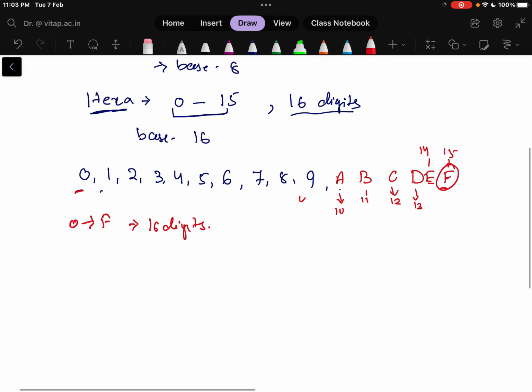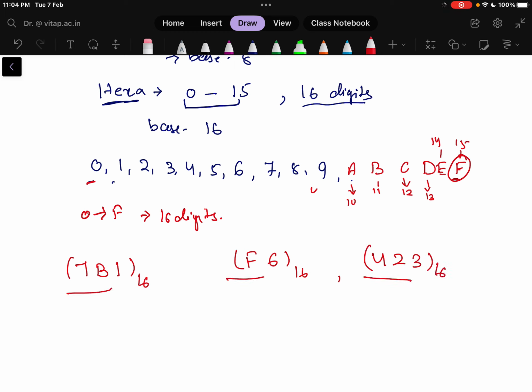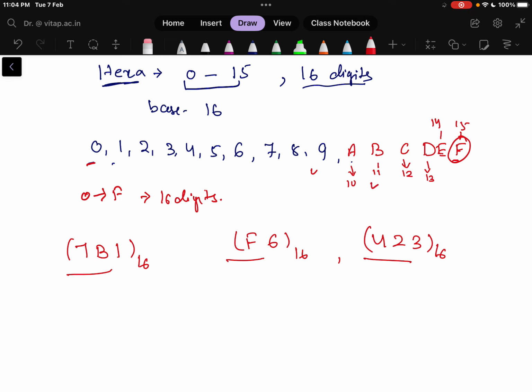Let us take an example of how we can represent a hexadecimal number. The hexadecimal numbers can be represented as, I can write 7B1, and the base is 16. So this represents a hexadecimal number. Similarly, if I take another one, I can write F6 with base 16, or I can write 423 with base 16. So these three are hexadecimal numbers. In the hexadecimal number system we are using B for representing the value of 11 here. Okay, so this is how the hexadecimal number system is represented.